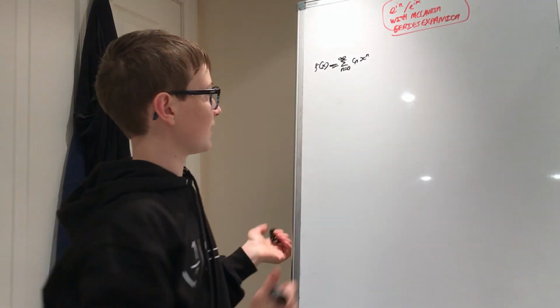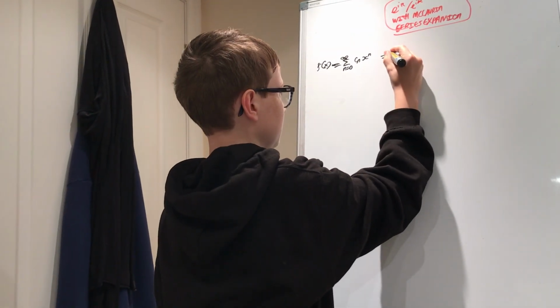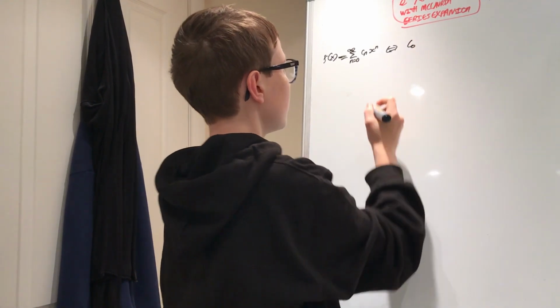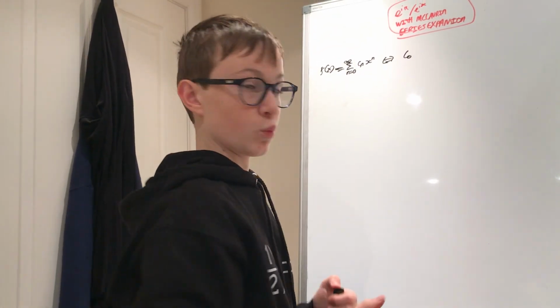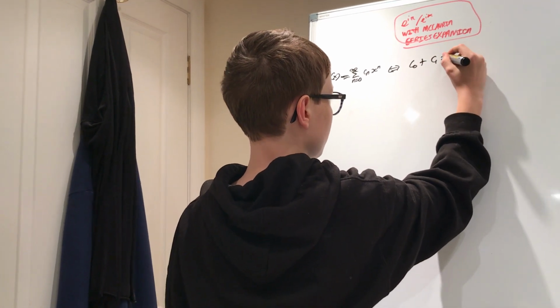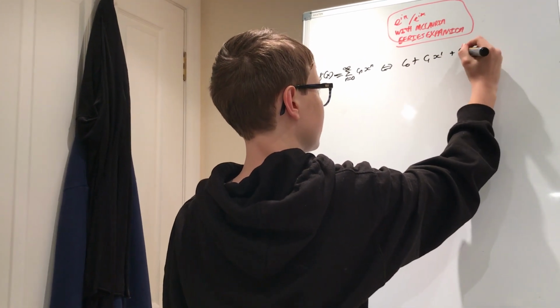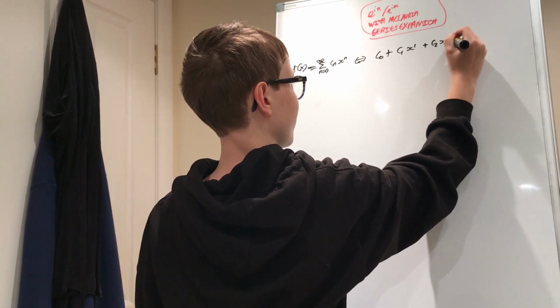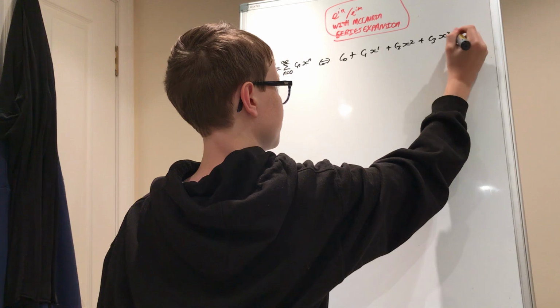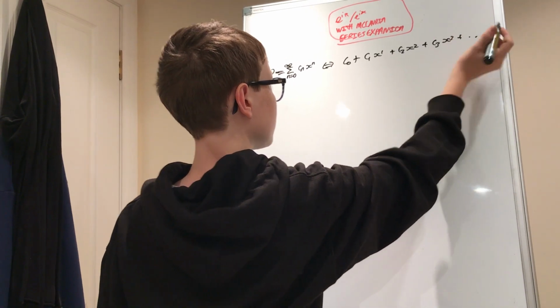So if we rewrite this, it is equivalent to saying C0 times x to the power of 0, which is just 1, plus C1 times x to the power of 1, plus C2 times x squared, plus C3 times x cubed, and so on.